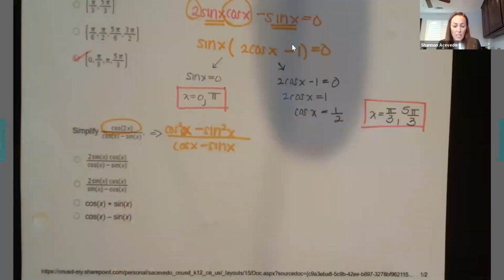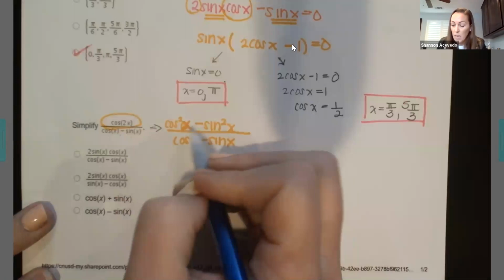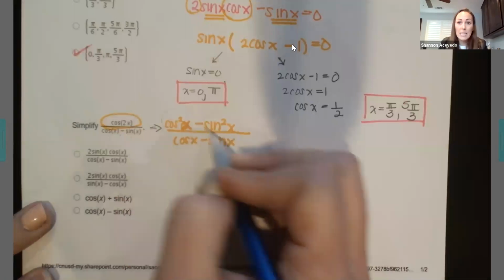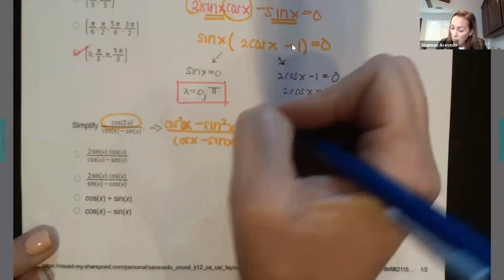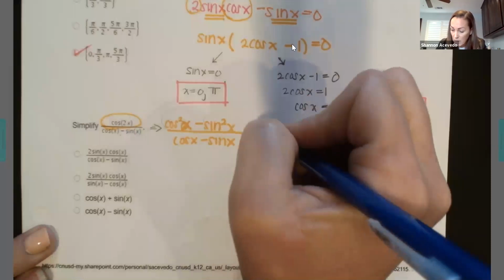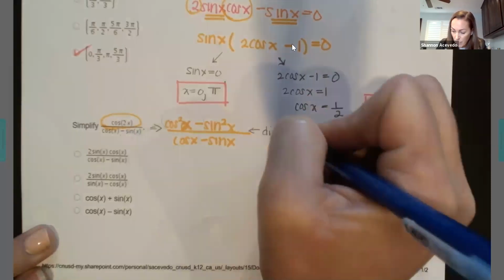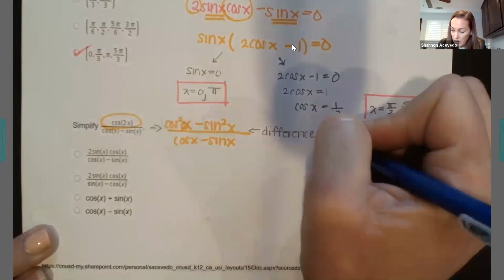Okay, well, what can I do? Well, sometimes we forget about this, but this is a perfect square, right? And this is a perfect square, and it's minus in between. So this right here is just a difference of squares.